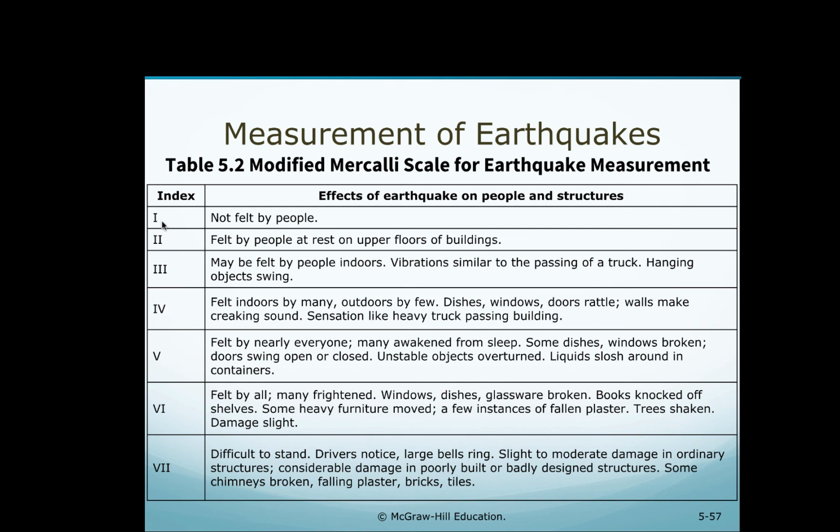The effects of earthquakes on people and structures. Number 1 would not be felt by people. Number 5 would be felt by nearly everyone, and many people would be awakened from sleep. Dishes and windows would be broken, the doors swing open or closed, unstable objects would be overturned, and liquids would slosh around in containers. Your fish tank might lose some water, and some fish might get thrown out.